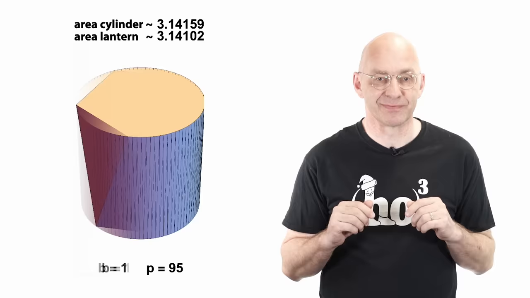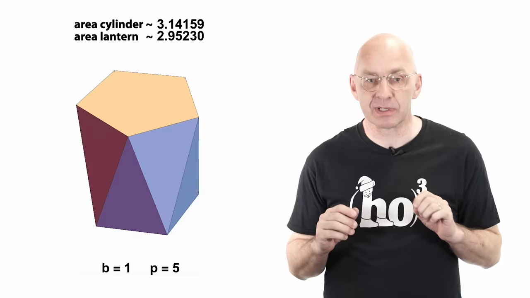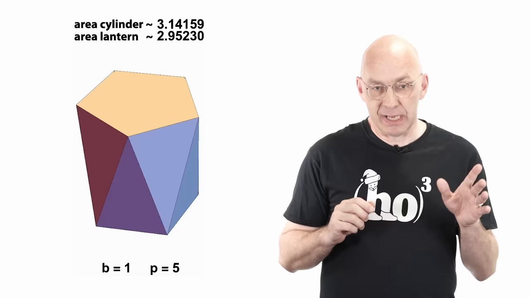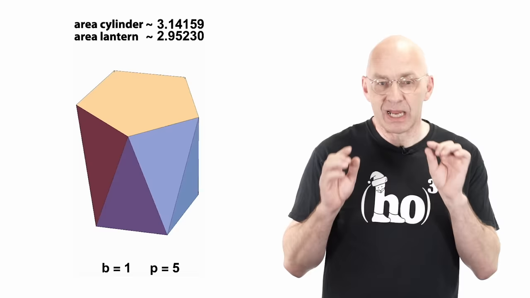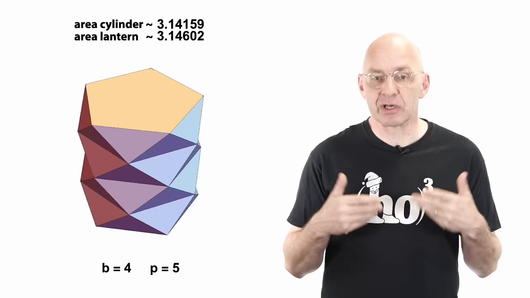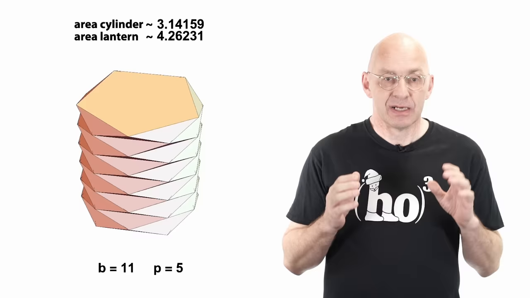Okay, now something different. Let's crank up the number of bands, but let's not meddle with the number of points. So the number of points stays 5 throughout. Okay, the lantern area is 2.95 and a bit to start with. That's less than pi, but now watch the area as we crank up the number of bands. Okay, area is going up as expected, but look at that. The area is now greater than pi and keeps rising. In fact, the surface areas of these lanterns explode to infinity.